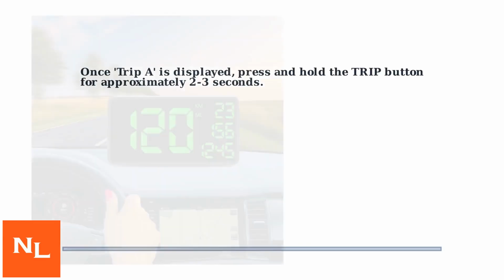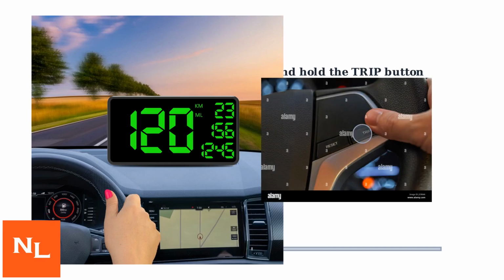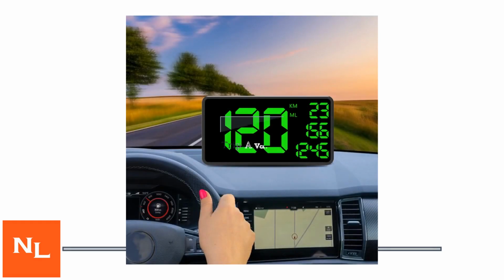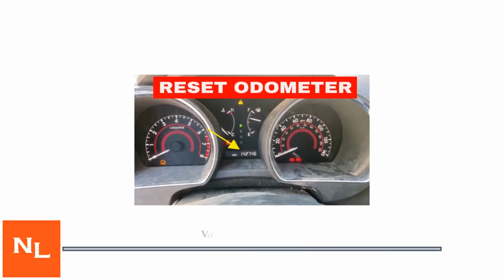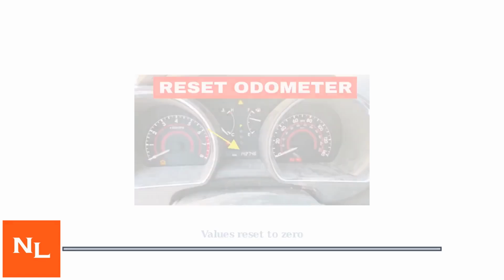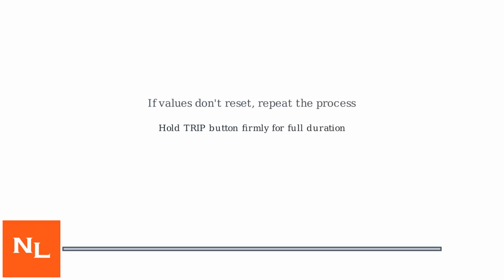Once Trip A is displayed, press and hold the Trip button for approximately 2 to 3 seconds. Watch the Trip A display. The values for mileage, average fuel economy, and driving time should all reset to 0. After holding the Trip button, verify that all values on the Trip A display have been reset to 0. If the values don't reset, repeat the process, ensuring you hold the button down firmly for the full duration.